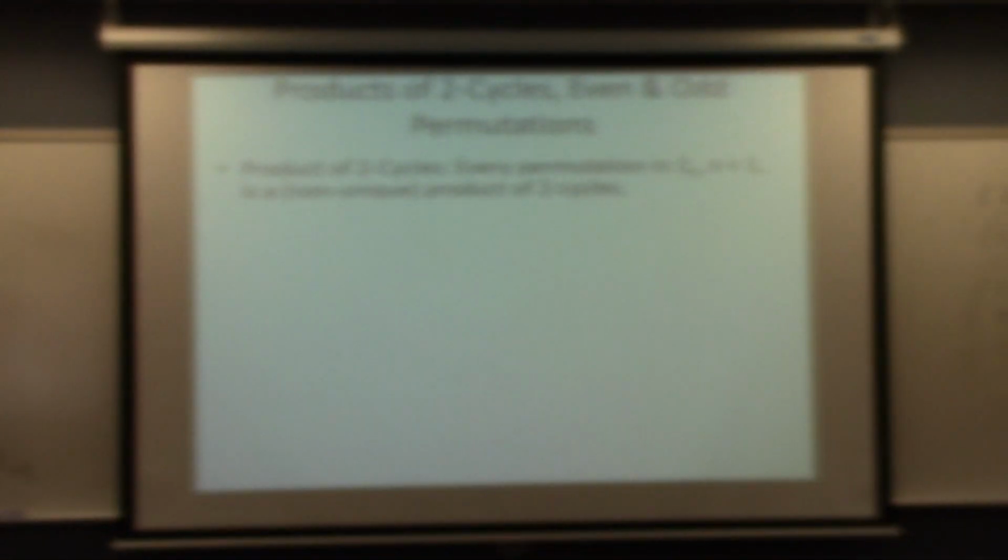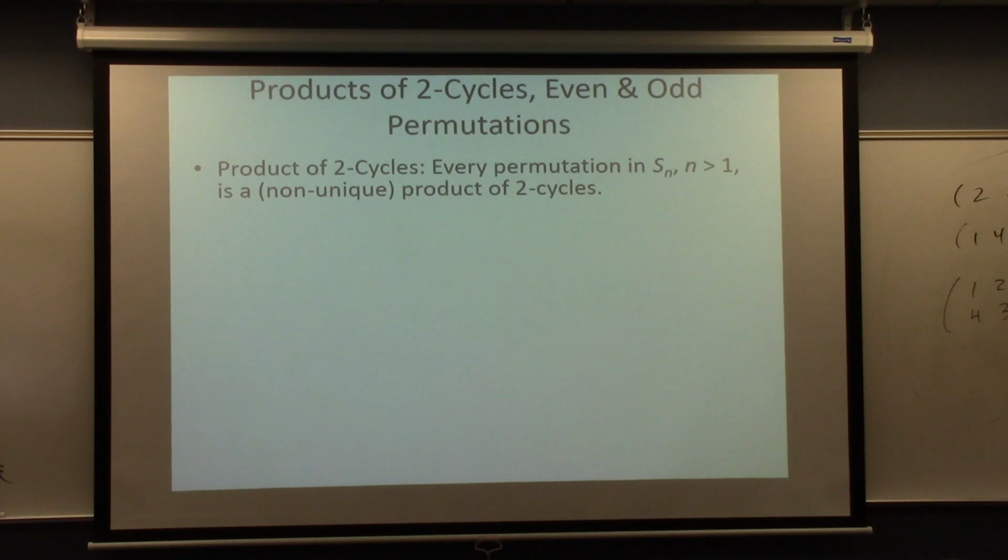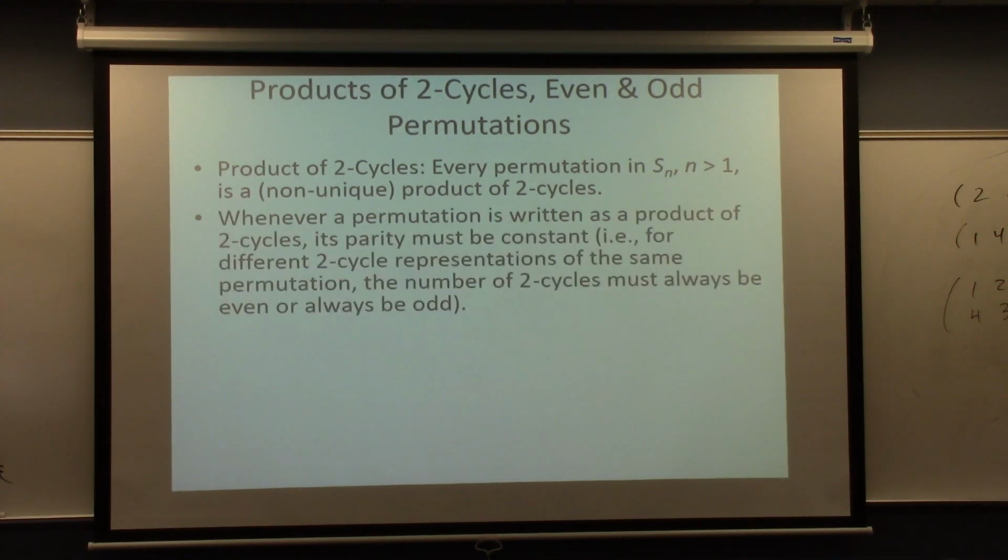Turns out every permutation in Sn is a non-unique product of 2-cycles. And they're not necessarily disjoint 2-cycles, I should emphasize. But whenever a permutation is written as a product of 2-cycles, the parity must be constant. Parity means it's either always an even number of 2-cycles or an odd number of 2-cycles. The parity of the product must be always even or always odd. And because of this, we can define any given permutation as being either an even or odd permutation.